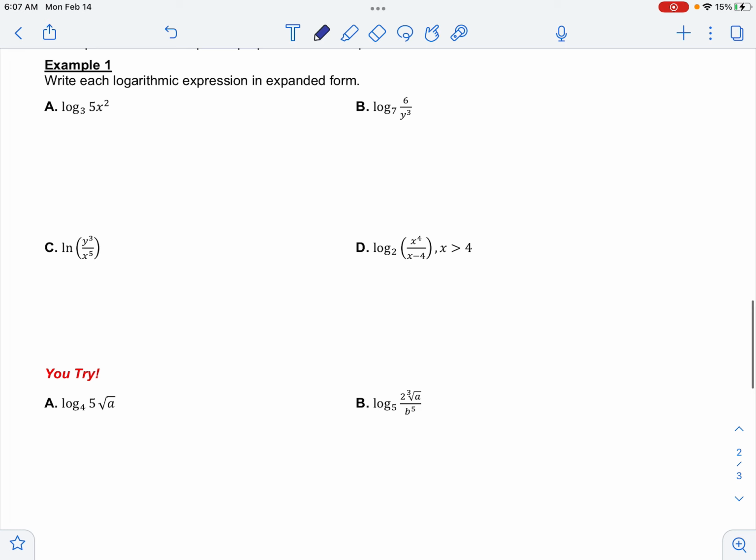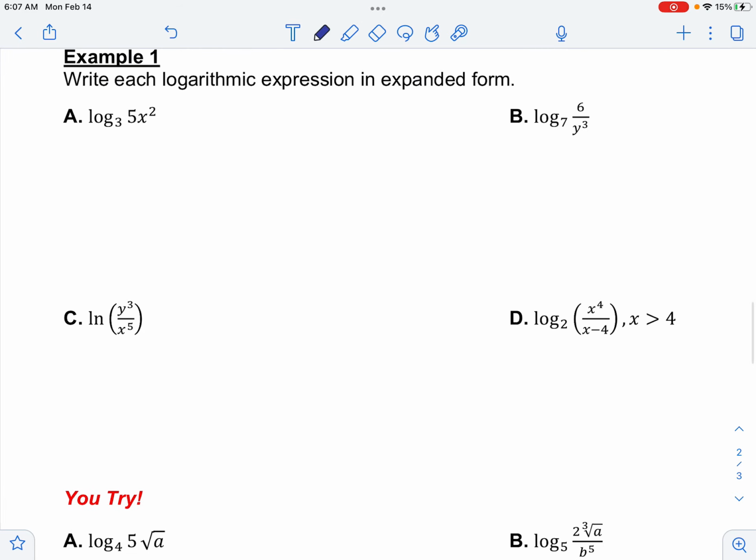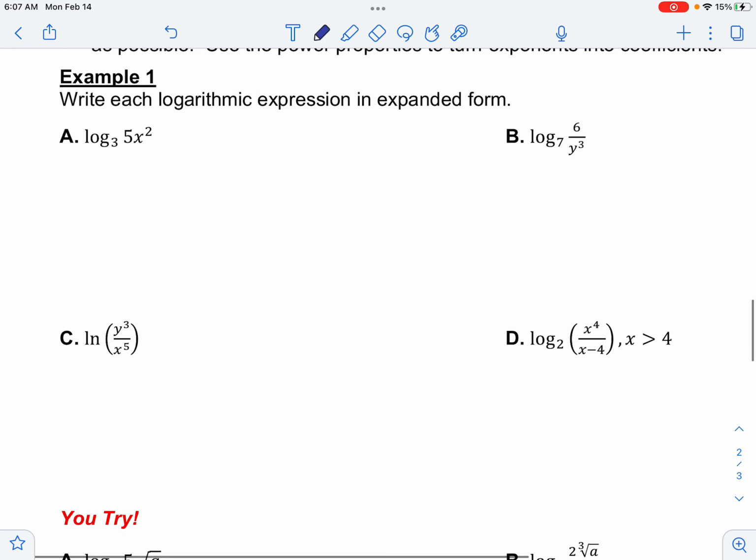Okay, so I'm just going to jump around. I want you to try a few of these. Actually, I'll do the first 4, and then you can try and check on the answer key, which is posted in Schoology. Okay, so we're going to start by expanding. So it says write each log expression in expanded form.